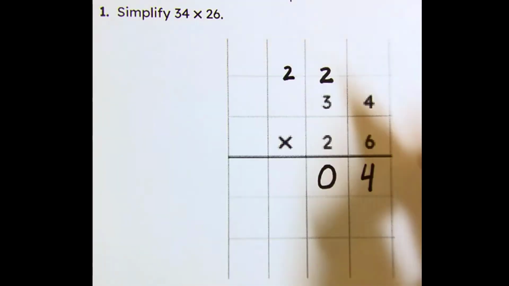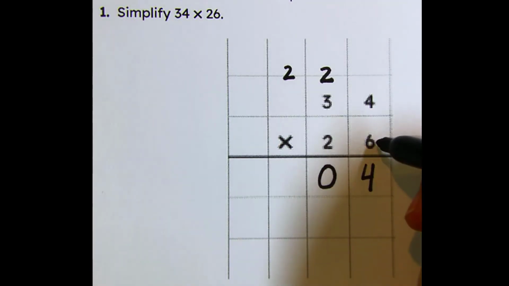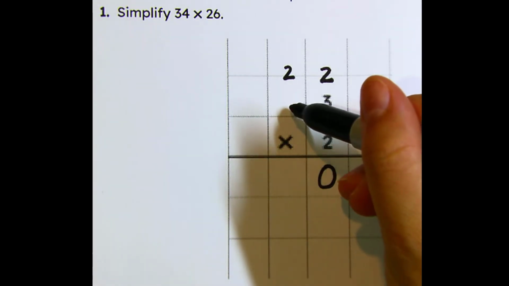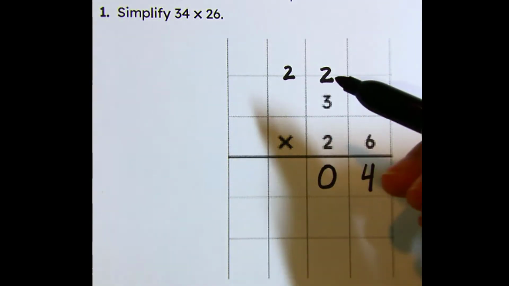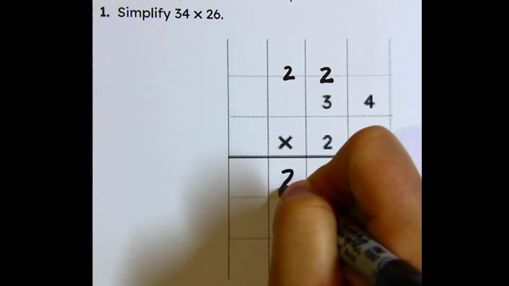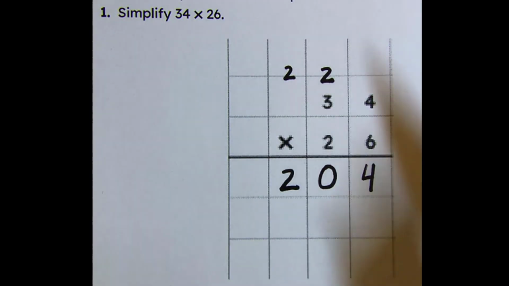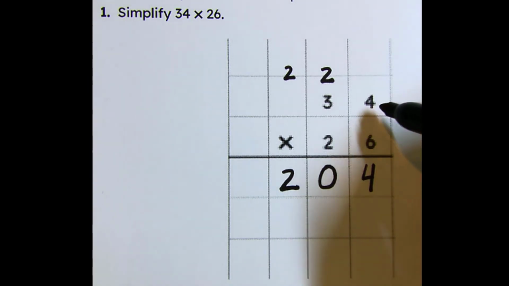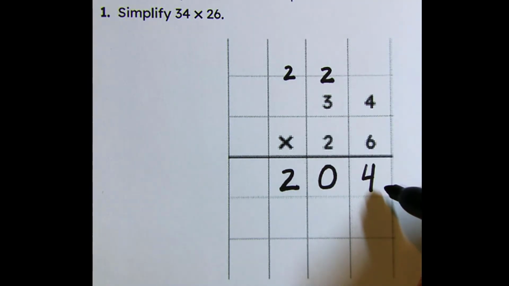I would regroup that 2. Now I have ones times 0 hundreds, which would give me 0 hundreds, plus that 2, so that 2 does end up coming back down. So 6 times 34 is 204.